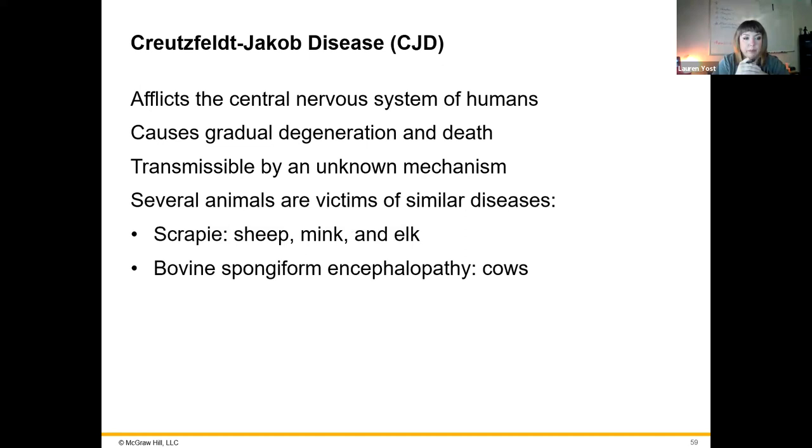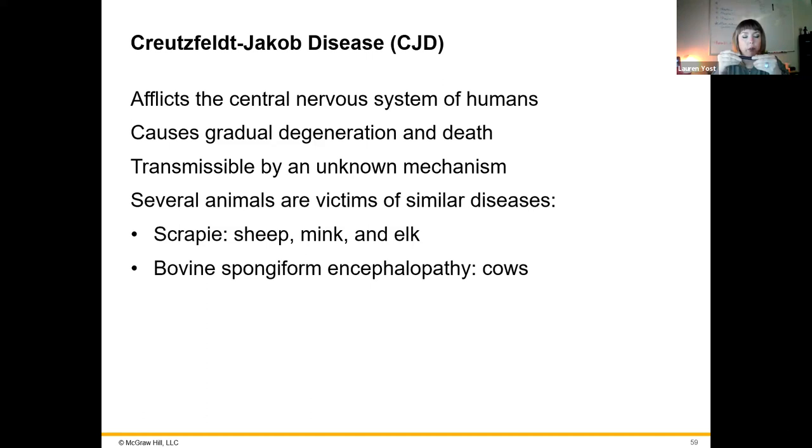So gradual degeneration and death will happen. This is the human version. This is Creutzfeldt-Jakob disease. So this is the human version, and there are other animals that can have this, like cows have a BSE, which is mad cow disease. And then we have scrapie in sheep, mink, and elk. So it's also pretty similar to that. Deer have chronic wasting disease.